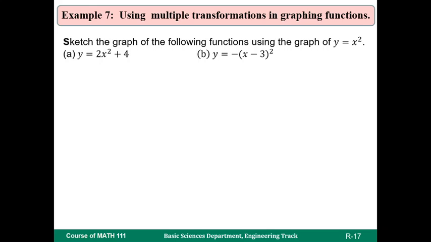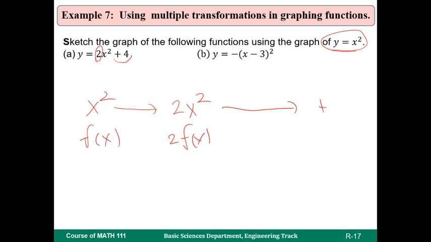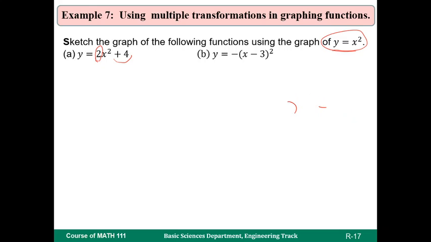Now let's look at this example here. Just sketch the graph of the following functions by using x squared. Now look at here. You can see there's a 2 going on, and then there's this +4. It's better you start from x squared and list what happened, like x squared becomes 2x squared. You got f of x, then you have 2 times f of x, and then you have +4 coming here. So then you have to tell what types of shifts and transformations are done.